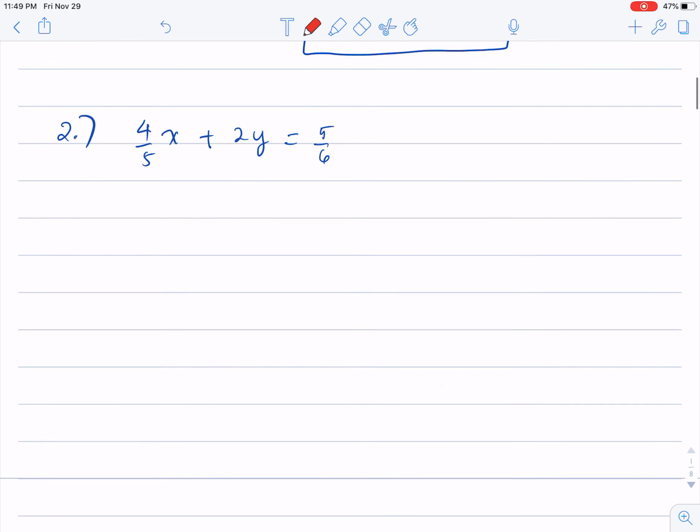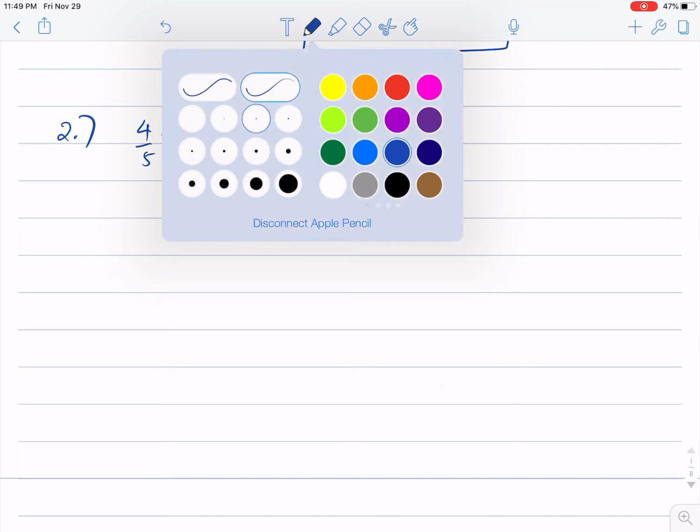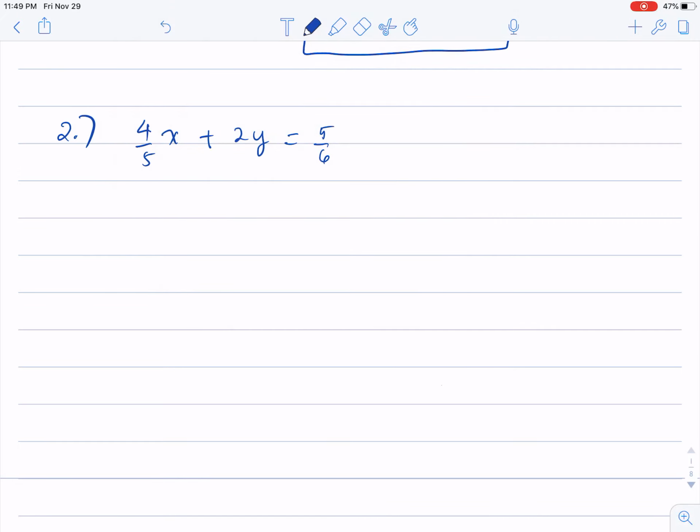Okay, so last number, we have 4/5 x plus 2y equals 5/6. No? And I think, turo ko na rin ito before na pag meron kang equation at merong fraction, kung more than 1 fraction, at magkaiba yung denominator, just multiply both sides of the equation by the LCM of the denominator. So what's the LCM of 5 and 6?